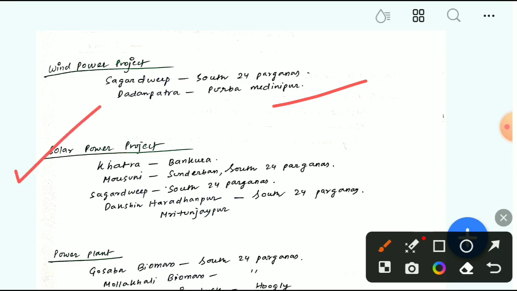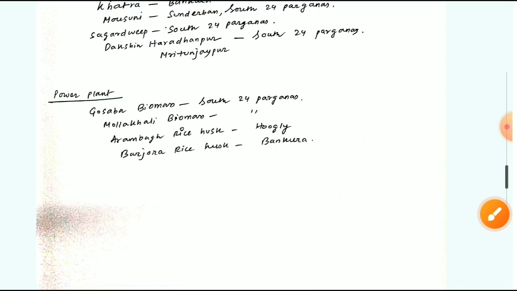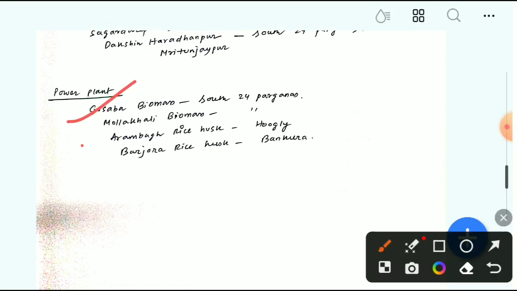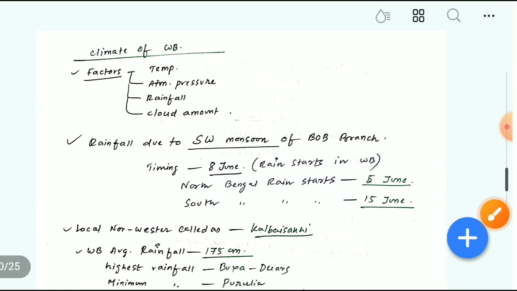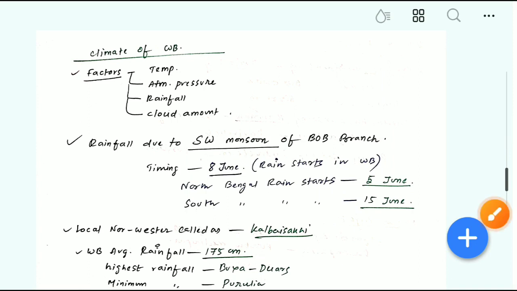Next is solar power project. Katra, Musuni, Sagardip, Dokhin, Harangpur, that is in South চব্বিশ পরগনা. Next is power plant. Gosaba, Molakhali, Arambagh and Bajora. These are power plants. Gosaba is important.